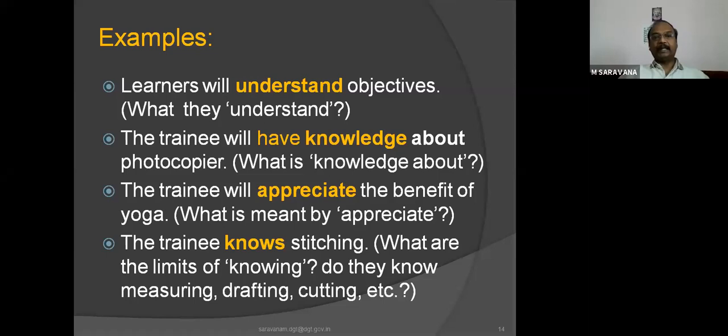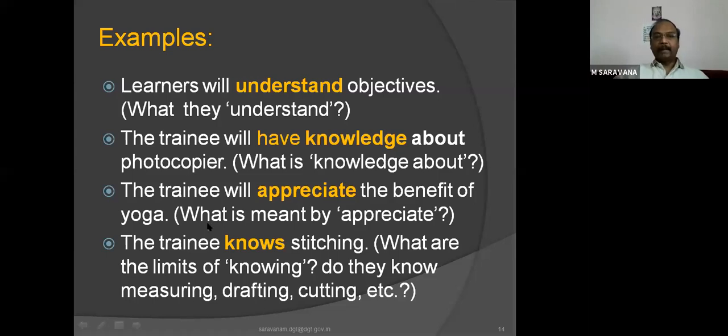After demonstrating the skill, how to take photocopies and how to increase or decrease the size, so many things we have taught them, and all that should be specifically mentioned. They will explain, they will identify the parts, they can increase the size, and they can take a photocopy using A4 size paper or A3 size paper. But if we mention they will have the knowledge about that, that is ambiguity. That will be an ambiguous statement, not a clear one.